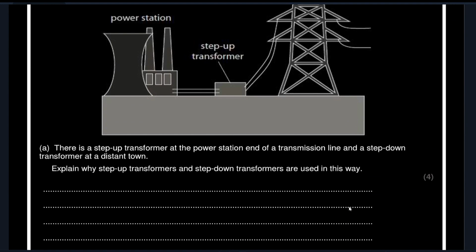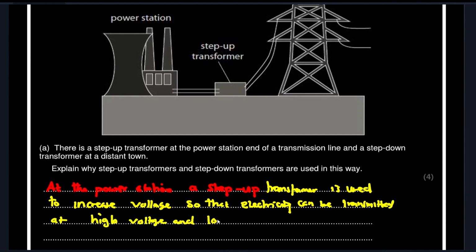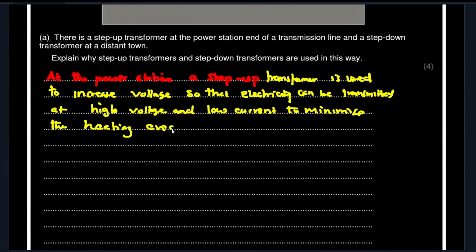So in that way, we are going to highlight those aspects and say at the power station, a step up transformer is used to increase the voltage so that electricity can be transmitted at high voltage and also at low current, so as to minimize power loss in the process of transmission.